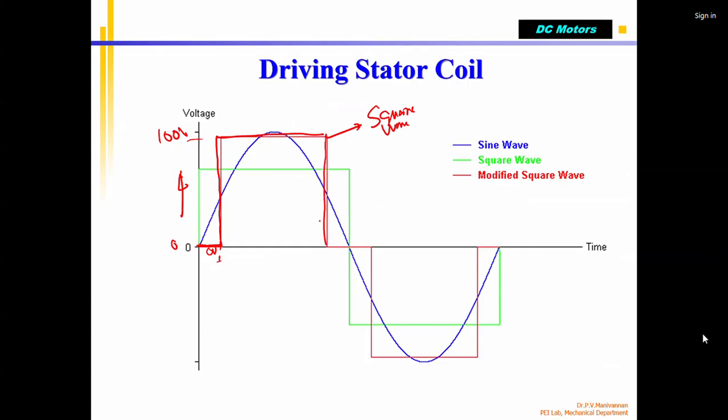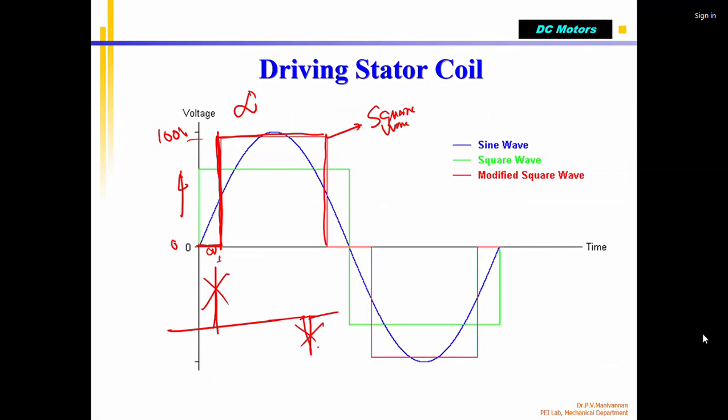Instead of supplying this one. So suddenly, if you supply a high this one, you can see what is the slope of the square. When the voltage is rising, it is infinity, correct? So this will create current spikes. It will create what you call current spikes in the coil, correct?